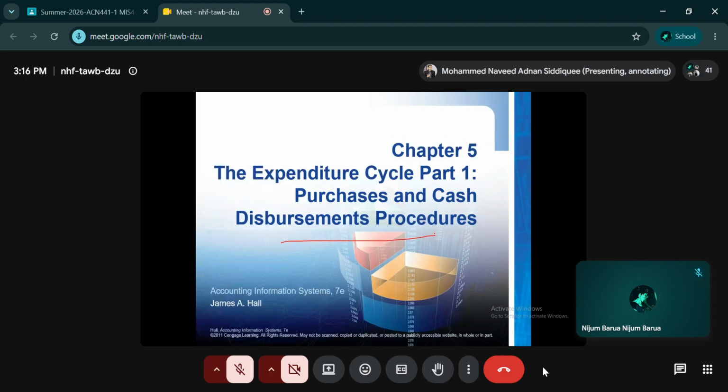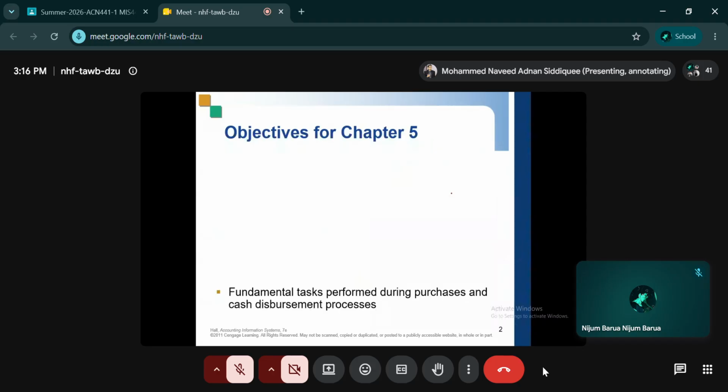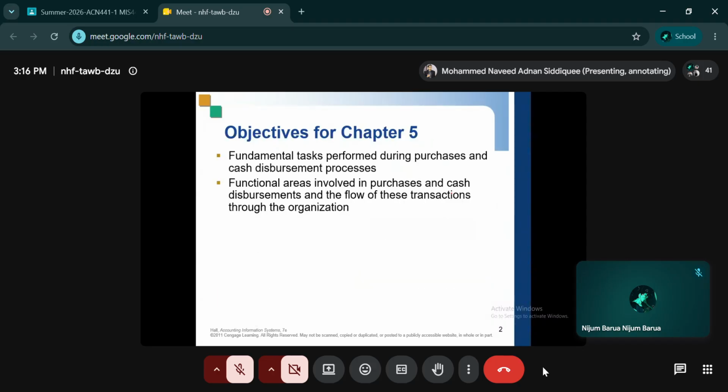procedures, right? So when you purchase labor, when you purchase raw materials, when you purchase inventory, all of the accounting systems and processes will be under this cycle. Learning objectives are given, read them at your convenience.